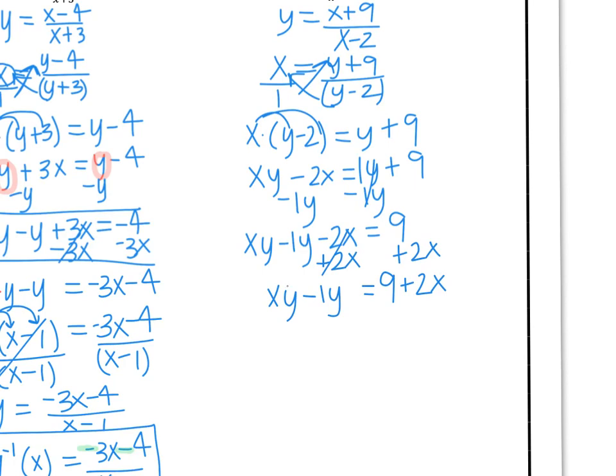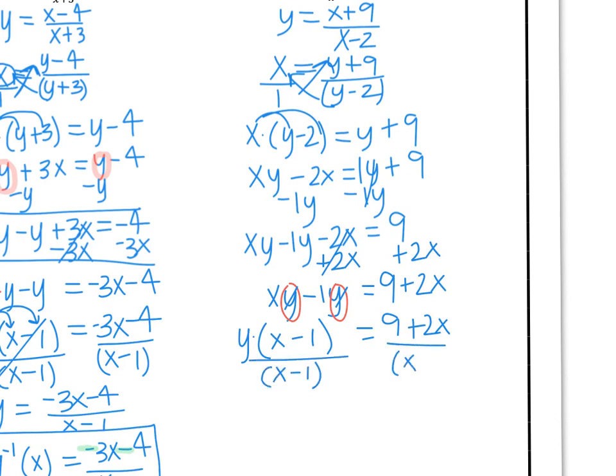At this point we've got a y here and a y there, so we can factor out a GCF of y times x minus 1 after we take it out of both, equals 9 plus 2x. Last step here, divide everything by x minus 1. We're almost there, getting y by itself. Cancel those out, and we're left with y equals 9 plus 2x over x minus 1.